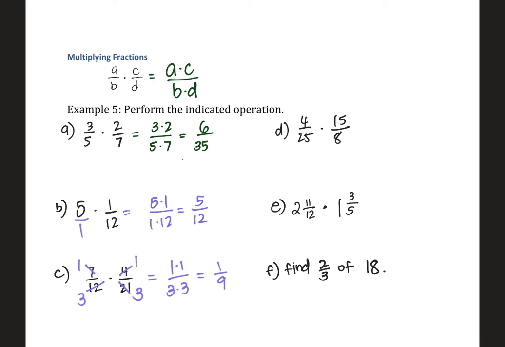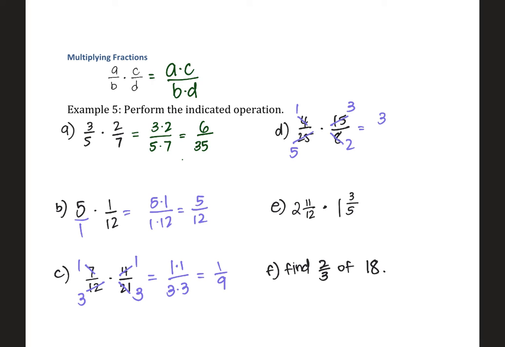Here in the top right, we have 4 over 25 times 15 over 8. Again, I want to see where I have something in common. In the diagonals. So 4 and 8, very quick to see. 4 and 8, they're both divisible by 4. Divide both by 4, we end up with 1 and 2. 25 and 15, I can reduce by dividing each of them by 5. Which leaves me 3 and 5.